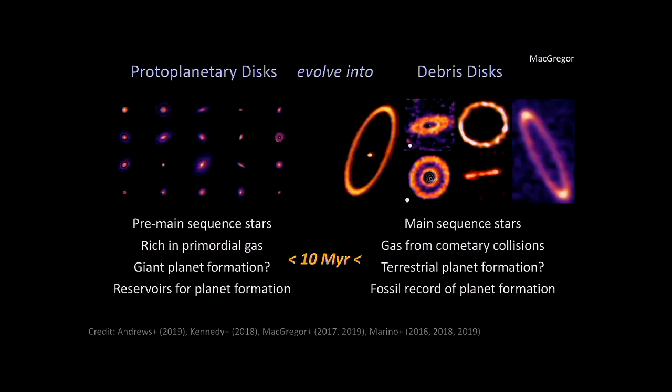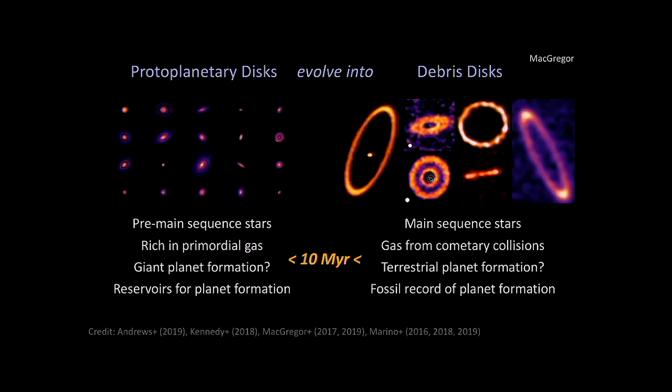So just to draw the distinction between those 2 different classes of disks a bit clearer, on the left, we have protoplanetary disks. These are all images taken from ALMA with the DSHARP survey. These are pre-main sequence stars. Their disks are very rich in primordial gas, the gas that came originally from that collapse of the interstellar cloud.